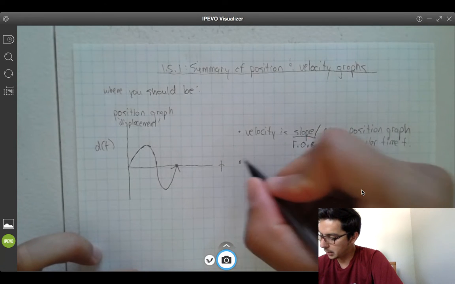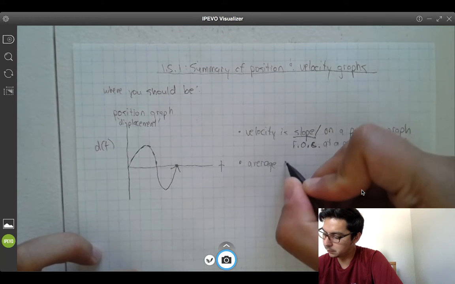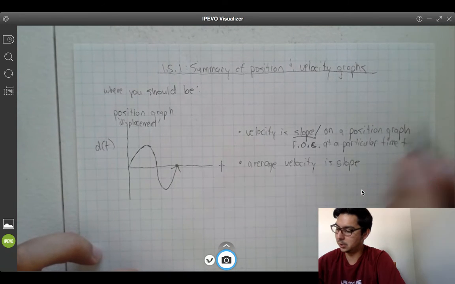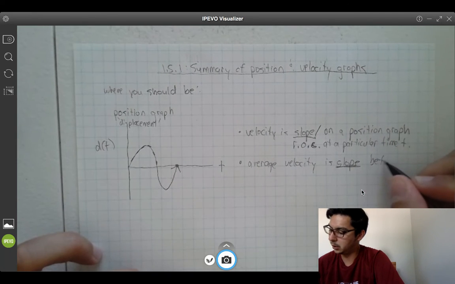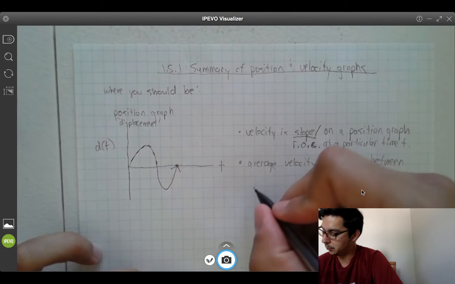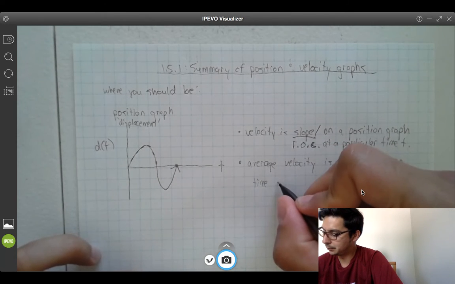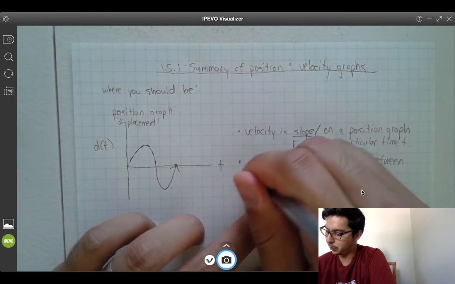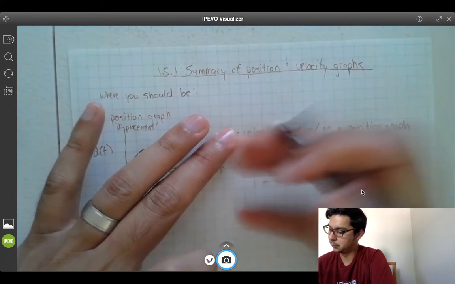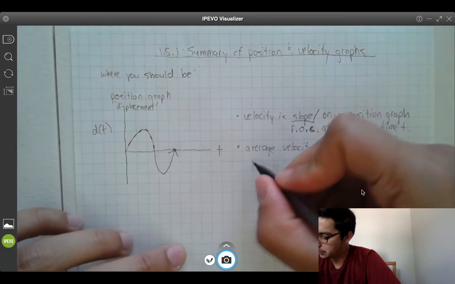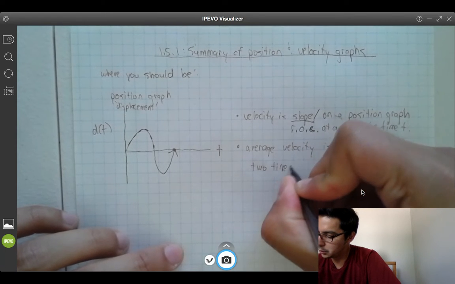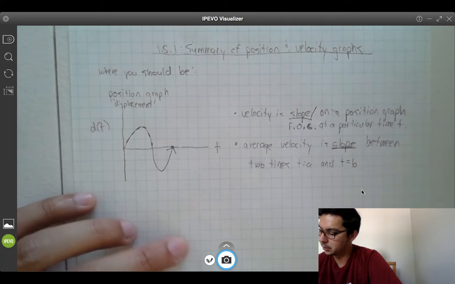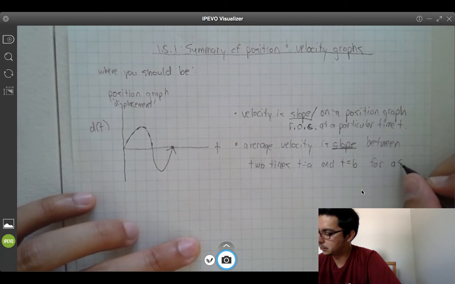And the other part you want to know is that average velocity is still the slope. Average velocity is the slope between two times, t equals a and t equals b, for that time between them.